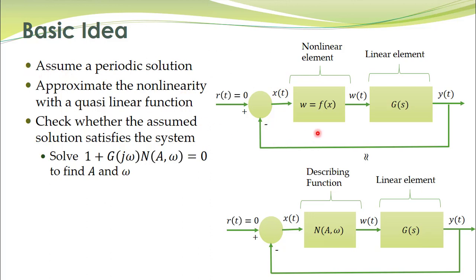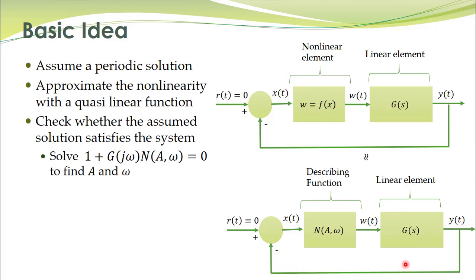If the system is not in this particular form, we bring it into this form and then assume this x to be equal to a sine omega t. That is, we assume a sinusoidal solution for this particular system. Then we approximate this nonlinearity by a describing function, and since this is only an approximation, this block diagram is approximately equal to this block diagram.